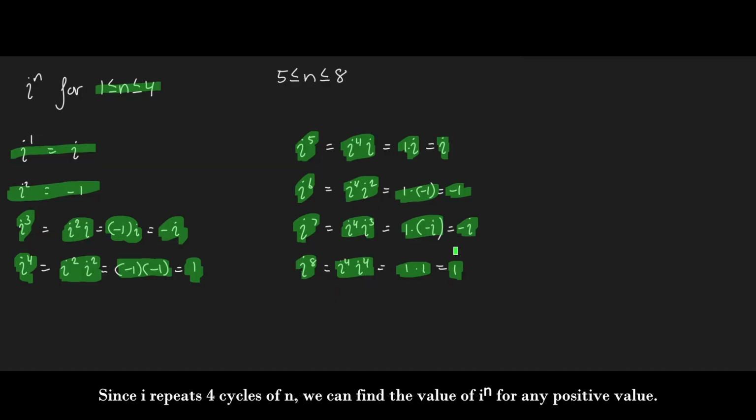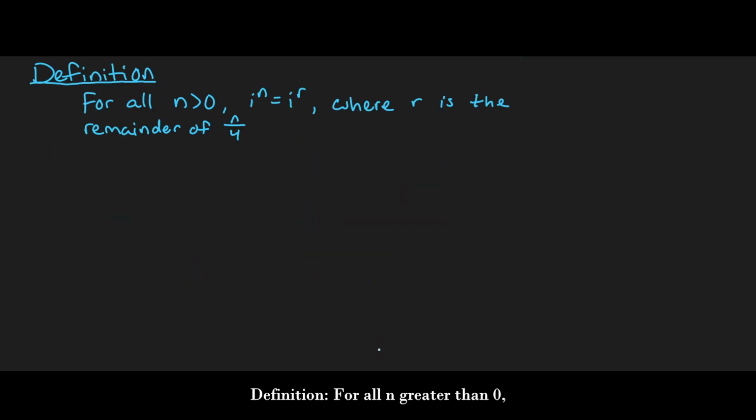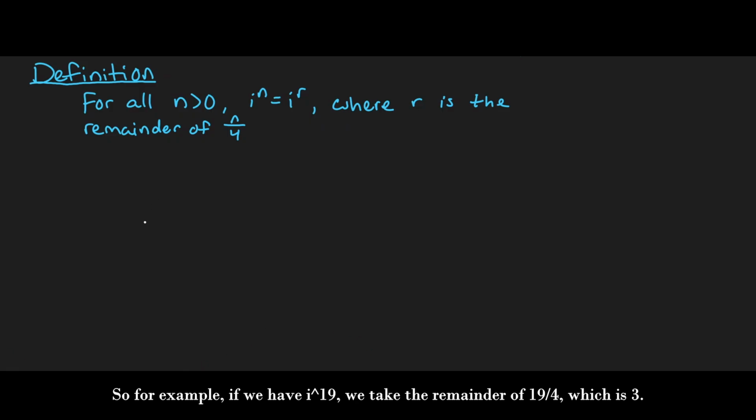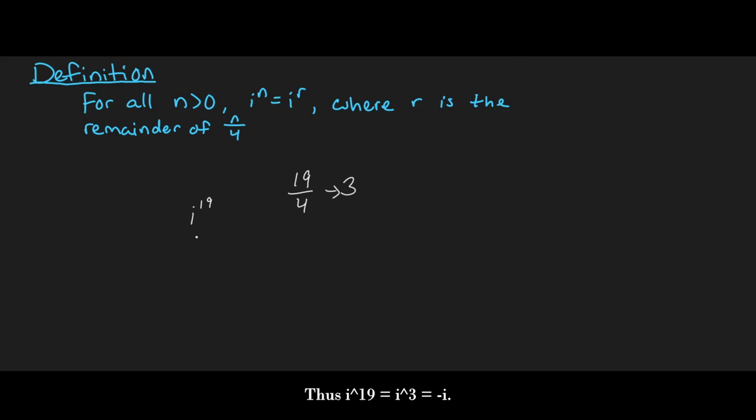Since i repeats every 4 values of n, we can find the value of i to the n for any positive value. Definition: for all n greater than 0, i to the n equals i to the r, where r is the remainder of n divided by 4. So for example, if you have i to the 19th power, we take the remainder of 19 divided by 4, which is 3. Thus, i to the 19th equals i cubed, which equals -i.